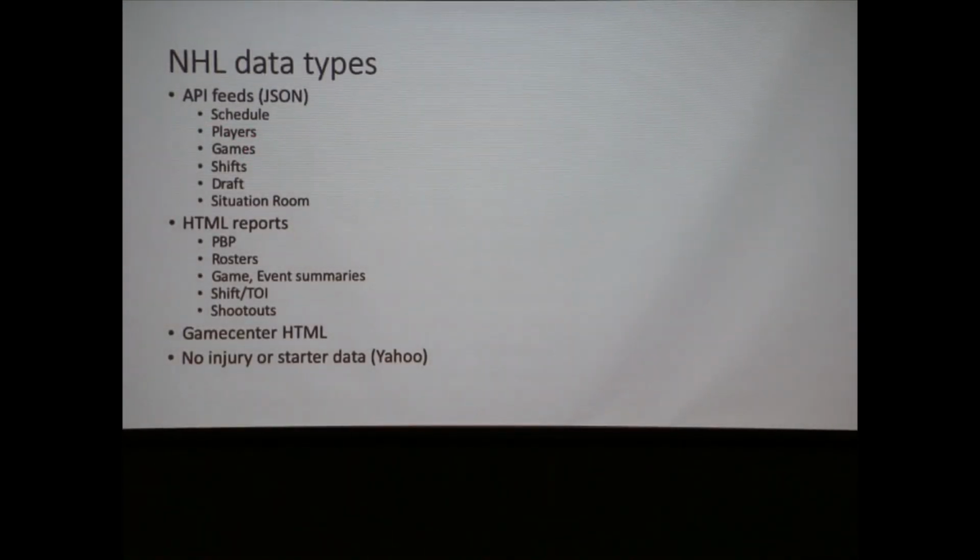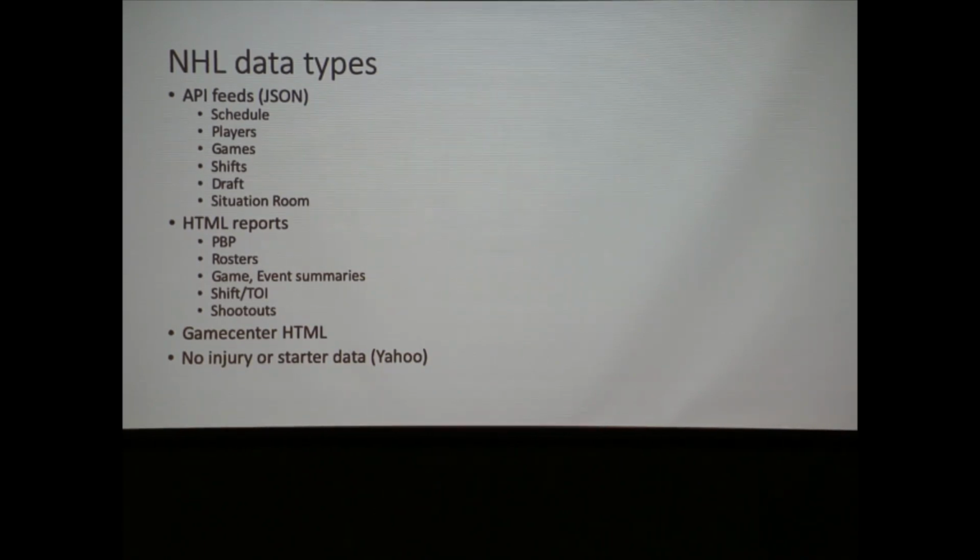So, schedule, players, games, there is an API for shifts. There is some nice diagram where you can see the shifts in the game, and this is also fed by JSON from the API. The API for the draft is of course data that's produced once a year and stays static, but you can extract programmatically all the players that were drafted. And interestingly enough, there is an API for the situation room, and I'll get to it later. The site sort of stands by itself.